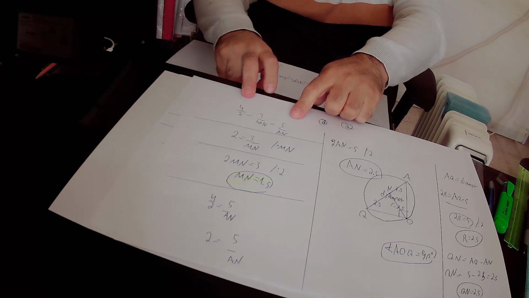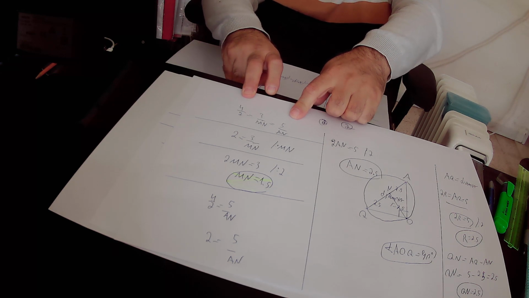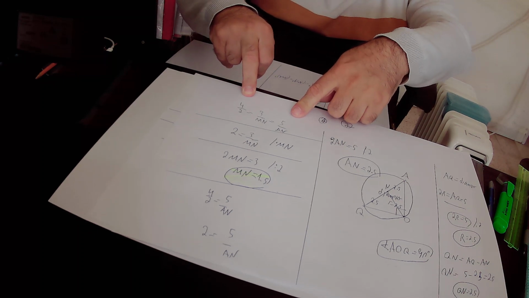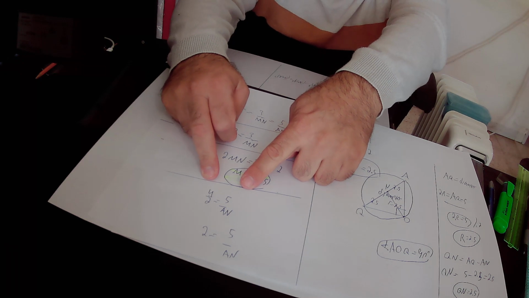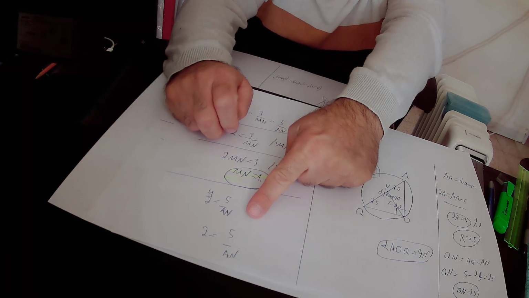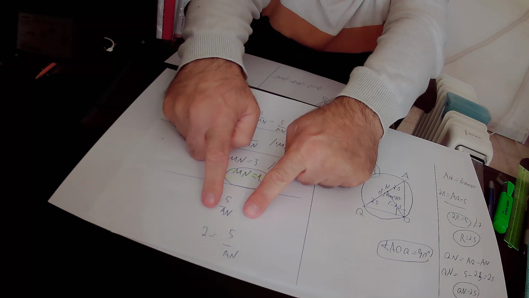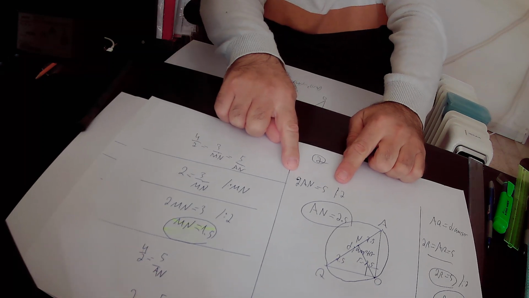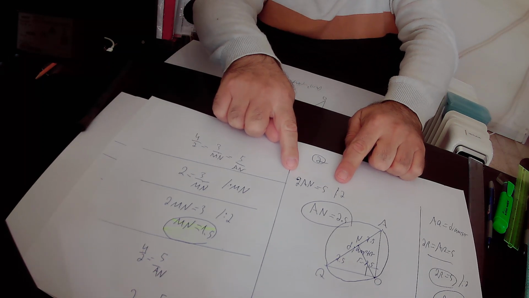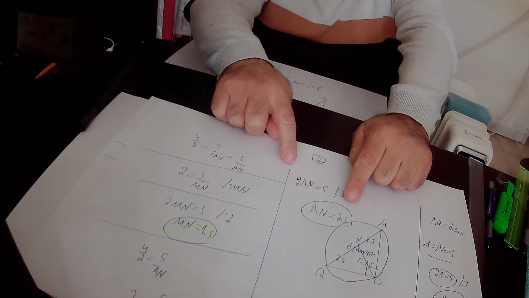From this equation, we also can conclude that 4 over 2 equals 5 over AN. 4 over 2 is 2, so 2 equals 5 over AN. We multiplied this equation by AN and found out that 2 times AN equals 5. We divided this equation by 2 and finally found out that AN equals 5 over 2, that is 2.5.